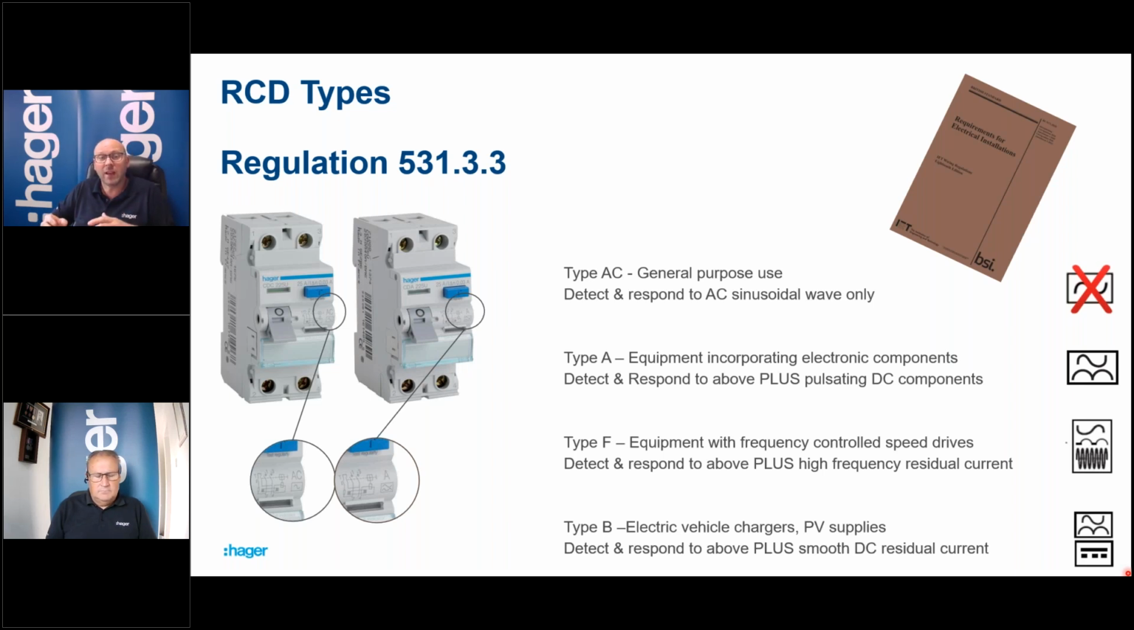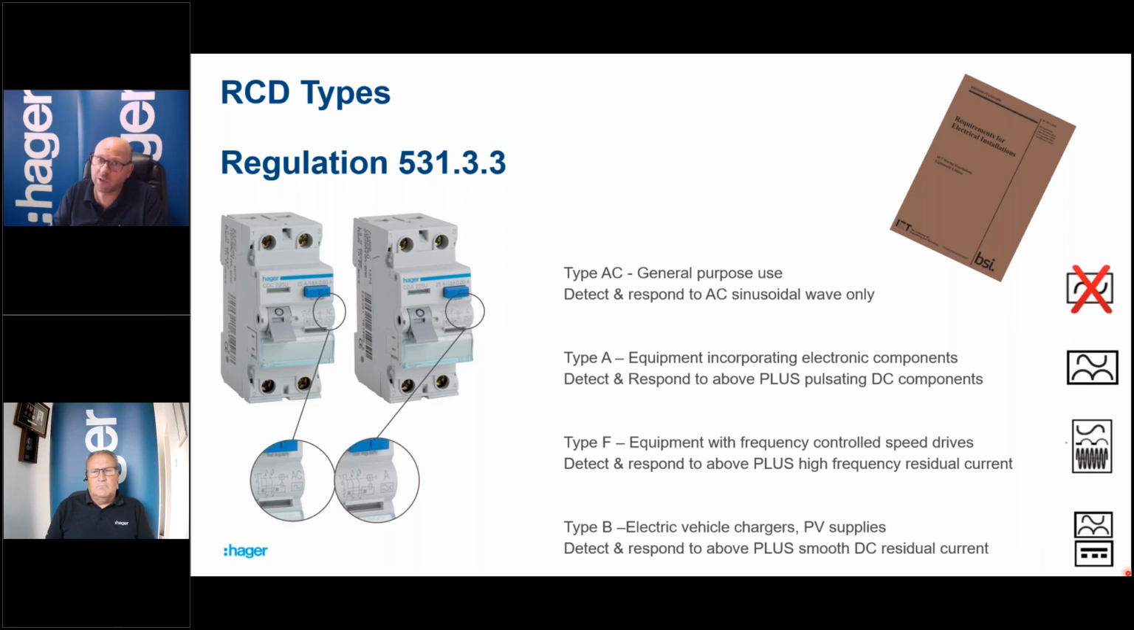And for that reason, Amendment 2 of the wiring regulations didn't put it through as a general purpose device anymore, and it gave us a note under this regulation that's on the screen, and the note reads that RCD type AC shall only be used to serve fixed equipment. So you can't use it for socket outlets. It's fixed equipment where it is known that the load currents contain no DC components. Okay, so pretty much type AC devices have been phased out.